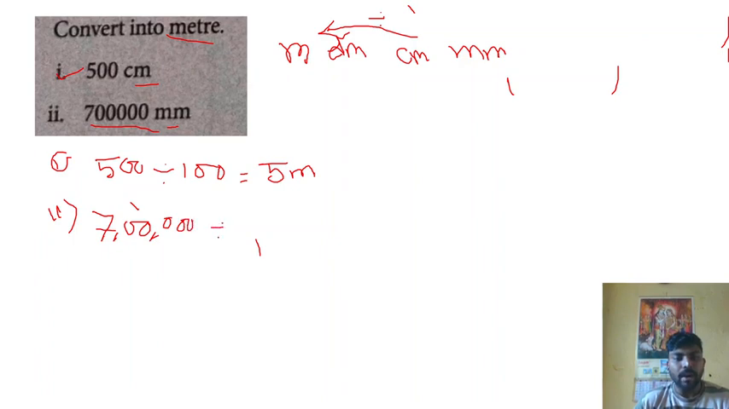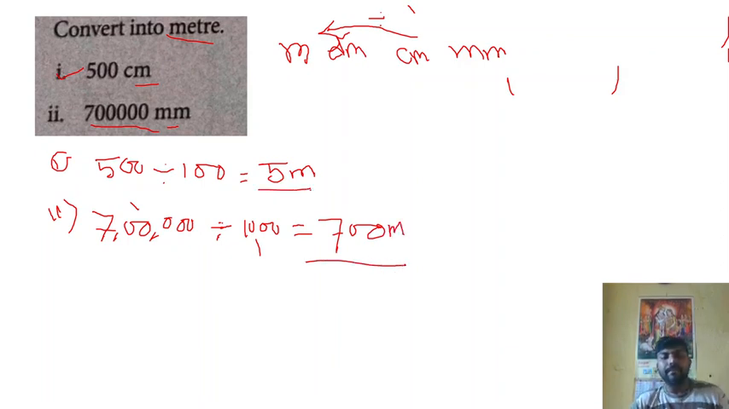Millimeter is there. So to go to the meter unit, we have to divide by 1000. So we are just dividing by 1000. What are we getting? We are getting 700 meter. So I hope you can understand how to convert centimeter to meter and millimeter to meter.